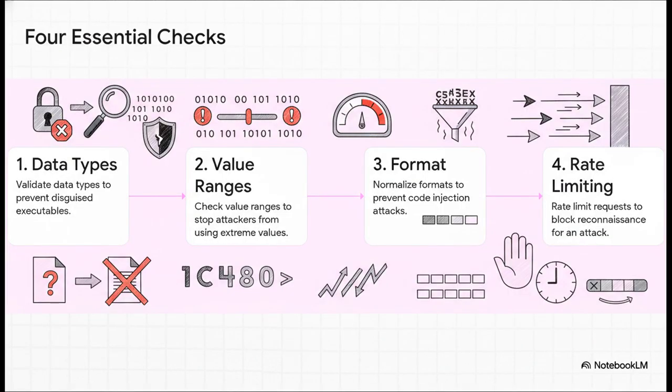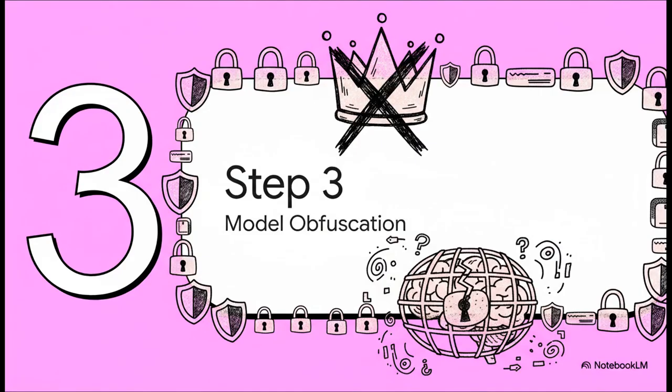First up, validate data types. Don't just trust a file extension that says .jpg. Make sure it's actually an image. Second, check value ranges. Stop attackers from using crazy extreme values to break things. Third, normalize all your formats. This prevents hidden malicious code. And fourth, you gotta have rate limiting. Come on, 1,000 requests a second from one user? That's not a user, that's an attack. Shut it down. Now for step 3, model obfuscation.